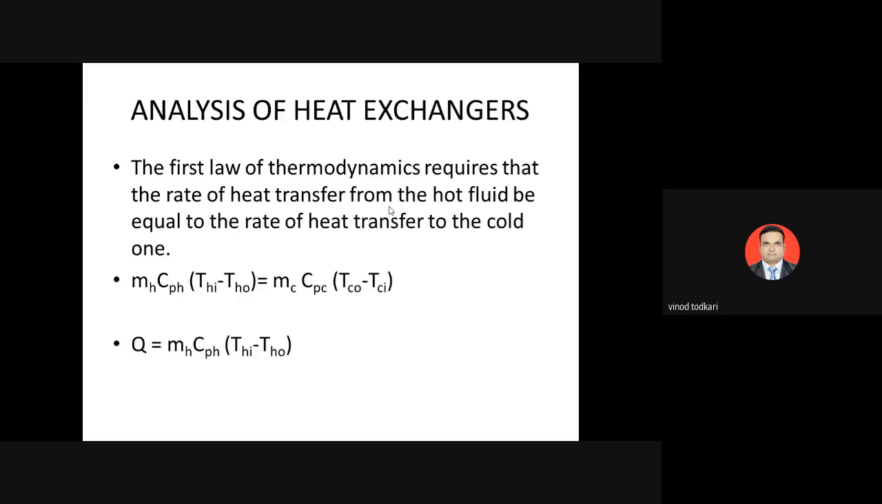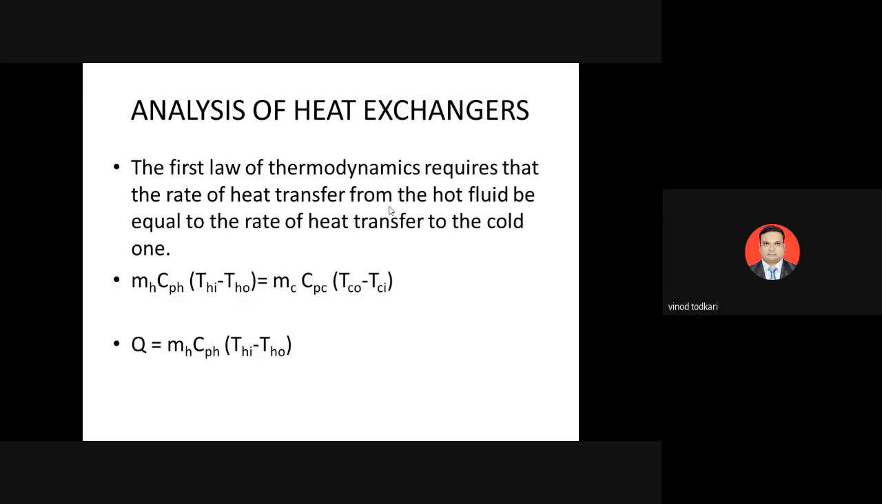Now see, what is the heat given by the hot fluid? Heat given by the hot fluid is mH Cph into bracket Thi minus Tho. What is mH? mH is the mass flow rate of the hot fluid. What is Cph? Cph is the specific heat of the hot fluid. Thi and Tho are the inlet and outlet temperatures of the hot fluid. So heat given by the hot fluid is mCp delta T. As it is the hot fluid, we use the abbreviation H. So heat given by the hot fluid will be mH Cph into bracket Thi minus Tho.